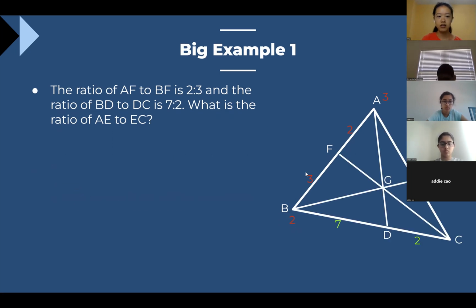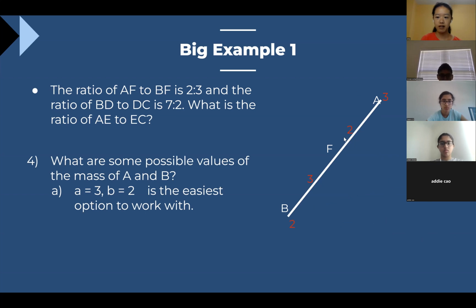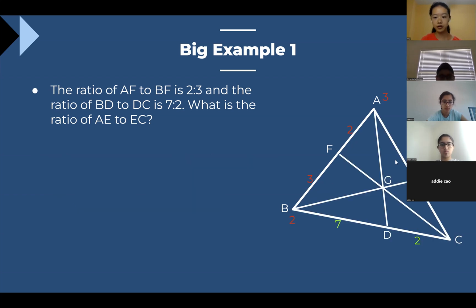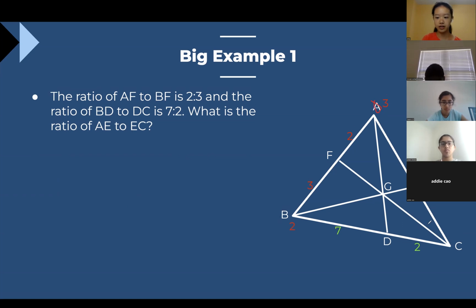And now we have our mass values, we have our distances, and we're going to go back to the full diagram now. Because once we have the mass values at A and B, we can solve for other mass values, such as the one at C, which would get us closer to this side, which is the side we're actually solving for. So what would be the mass value at C?